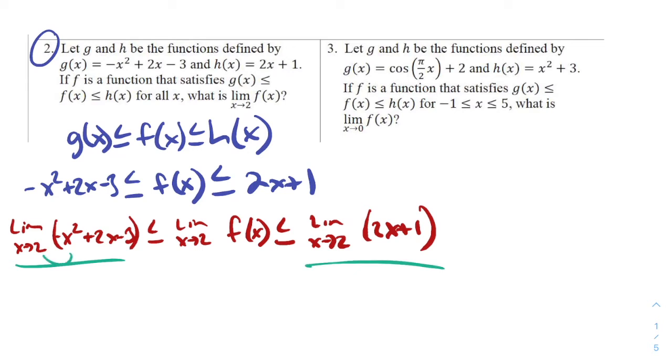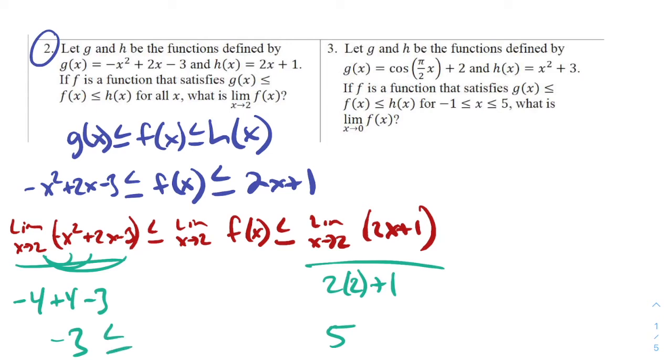If we substitute these in using direct substitution, we've got negative 2 squared, so that's a negative 4, plus 4 minus 3. And then over here I've got 2 times 2 plus 1. So on the left that becomes a negative 3. On the right this looks like a 5. So I've got negative 3 less than or equal to the limit as x approaches 2 of f of x.